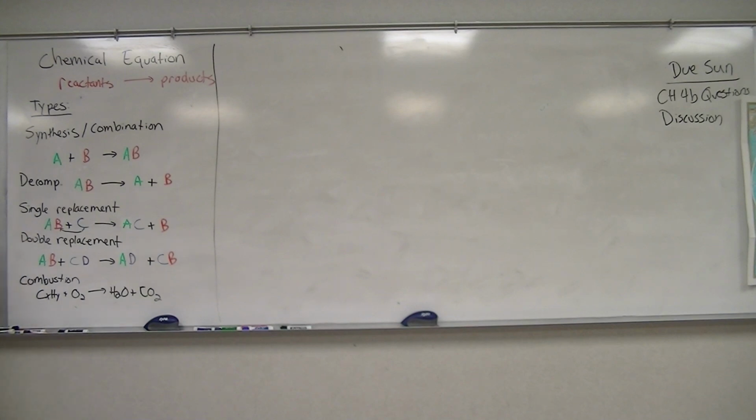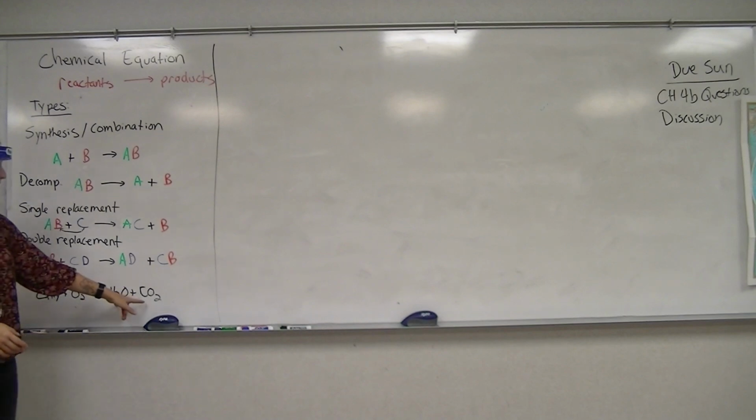Combustion is the last one, and the nice thing about combustion is the products are always the same. They're always water and carbon dioxide, every time. So that's a good way to recognize that one. The reactants are always some sort of hydrocarbon, and we talked about hydrocarbons in the last chapter. That's where we have just carbon and hydrogen in the compound. So some sort of hydrocarbon reacting with oxygen, oxygen being the fuel source, providing the combustion reaction to happen.